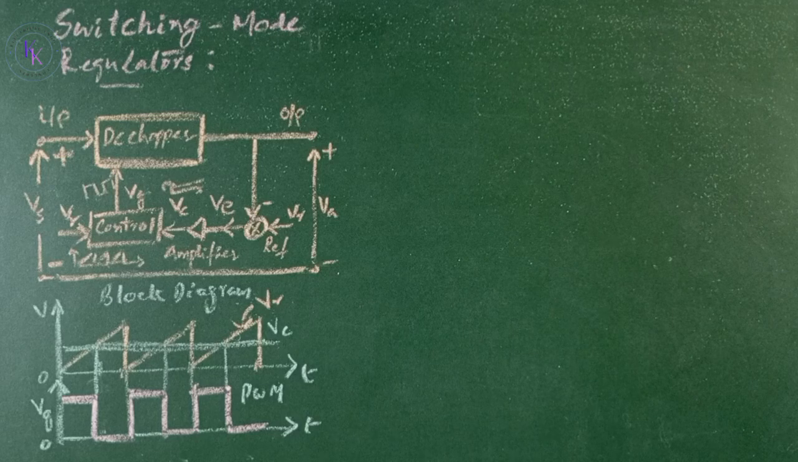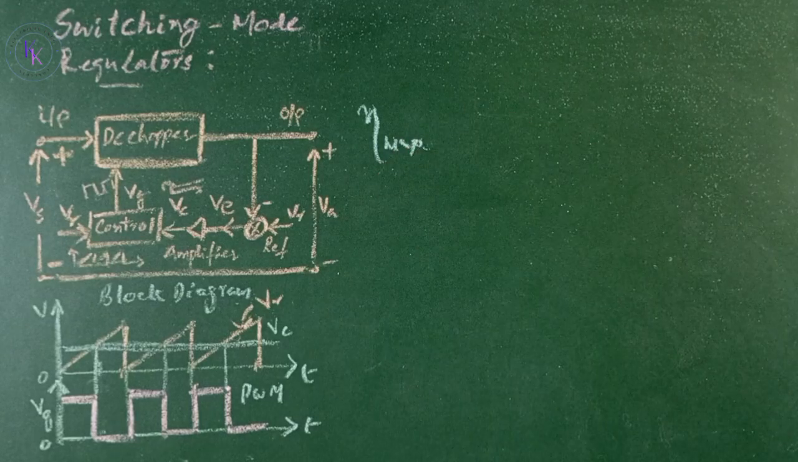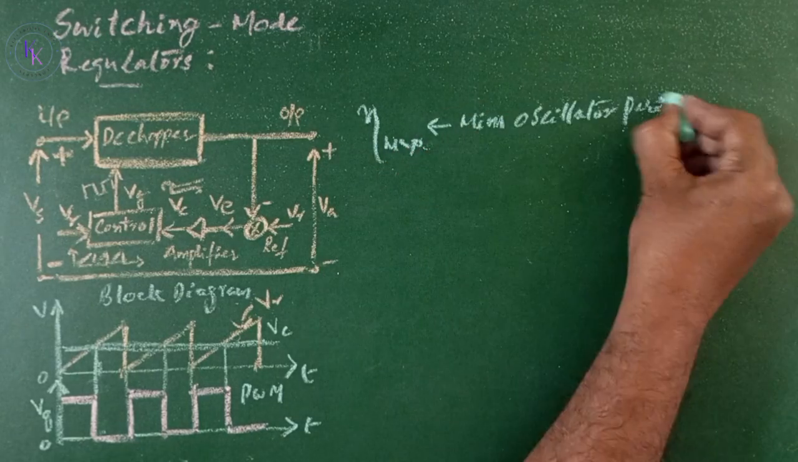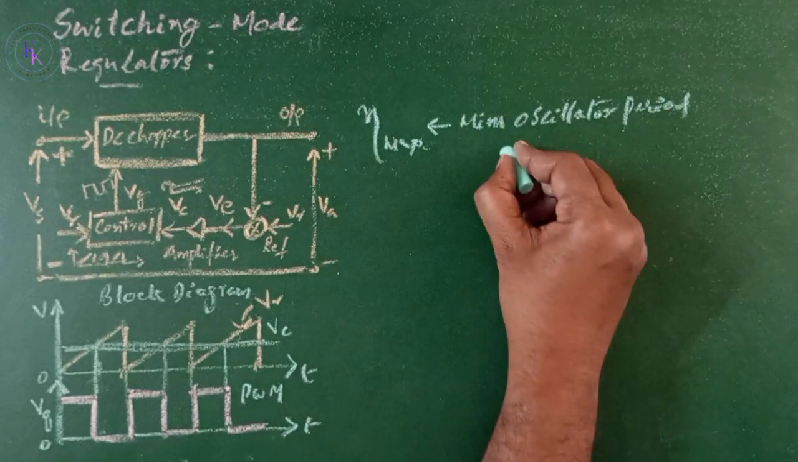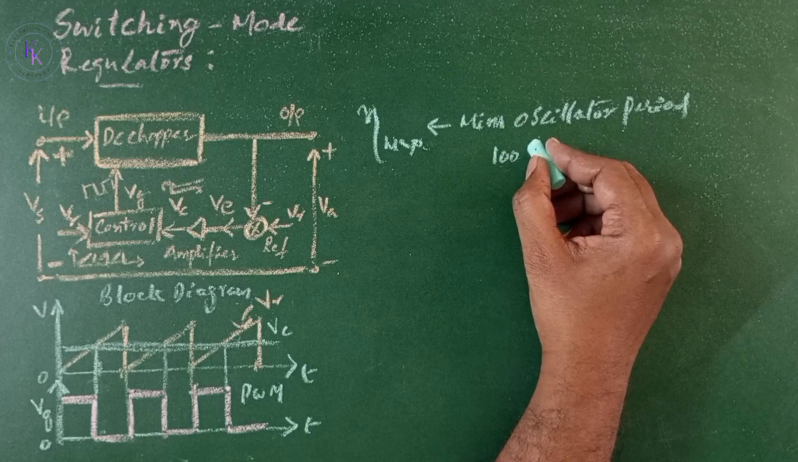The switching regulators are commonly available as integrated circuits. The designer can select the switching frequency by choosing the values of R and C of the frequency oscillator. As a thumb rule, to maximize efficiency, the minimum oscillation period should be about 100 times larger than the transistor switching time.